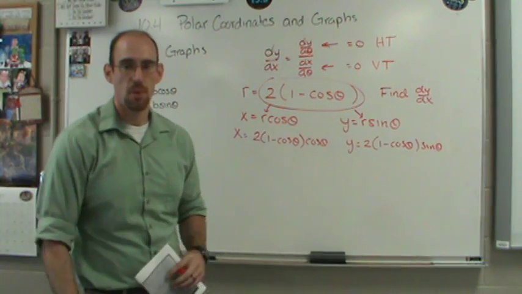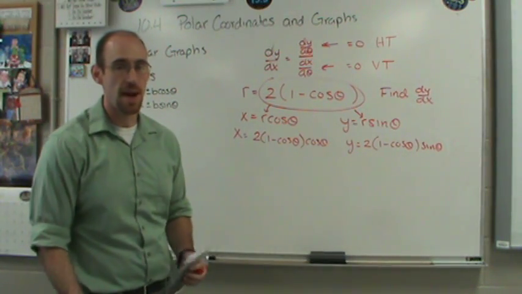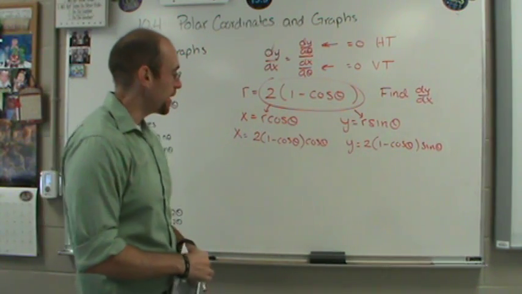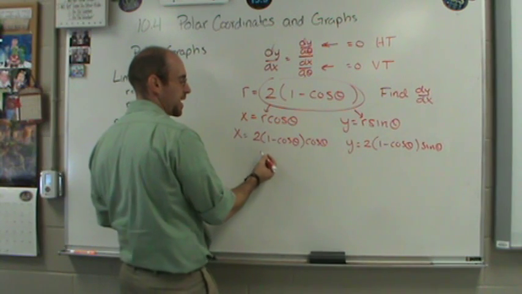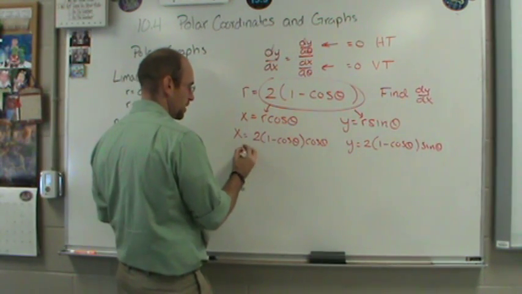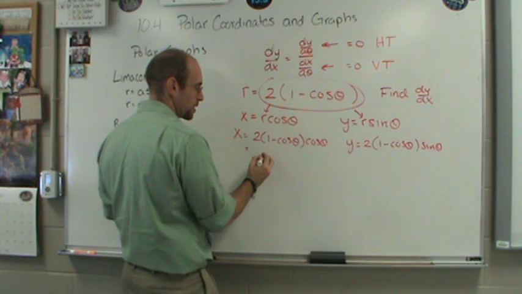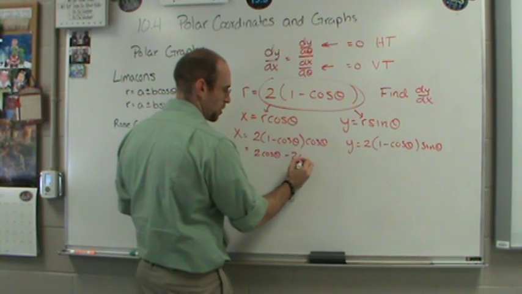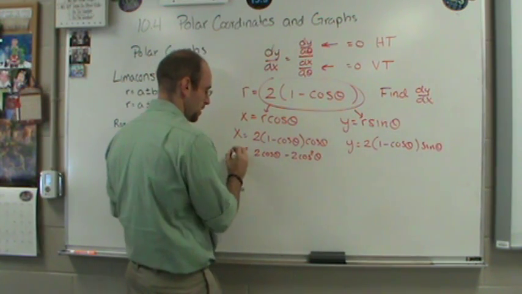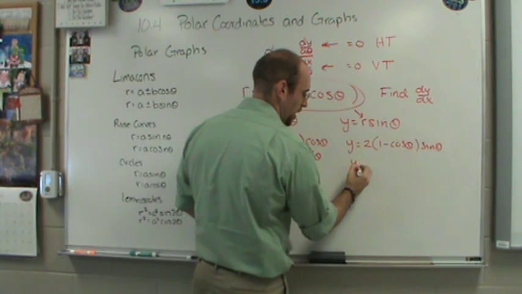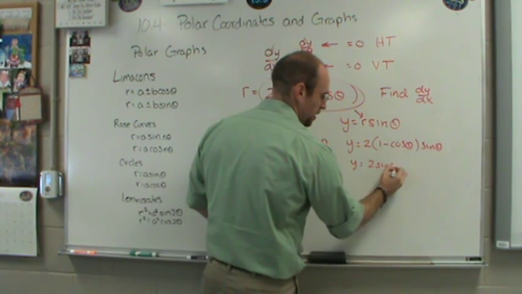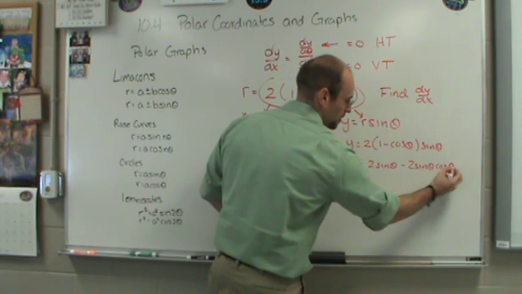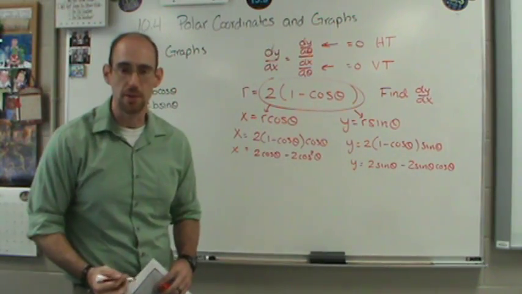So now we have our x and y equations in terms of theta, and now we can find the derivative of each of those, which is a little lengthy. But I trust you guys can do it. So I'm going to distribute, to make life a little easier for us. So I get x equals 2 cosine of theta minus 2 cosine squared of theta. And here I distribute and get y equals 2 sine of theta minus 2 sine of theta cosine of theta, which, if you really want to get fancy, you could write as sine 2 theta.